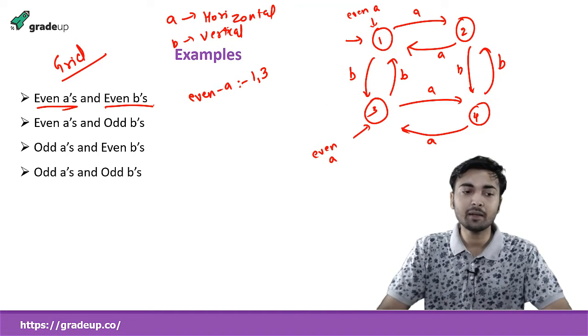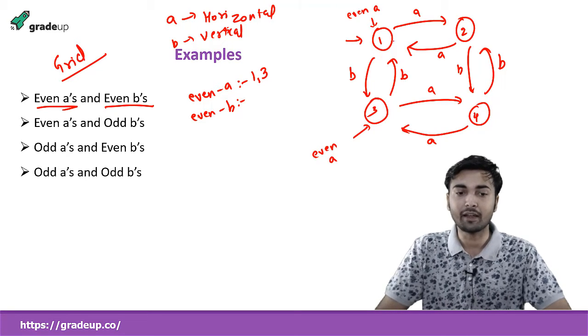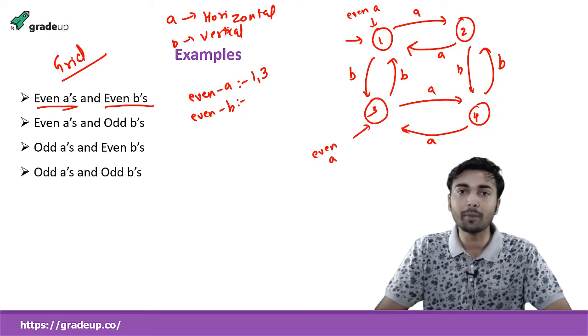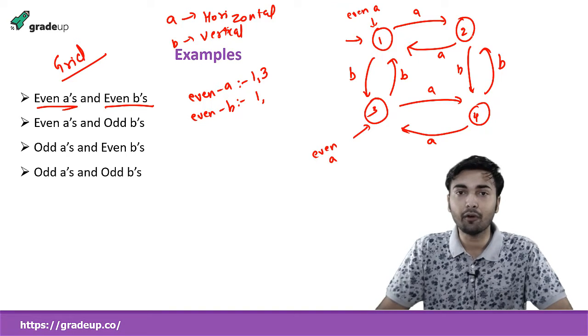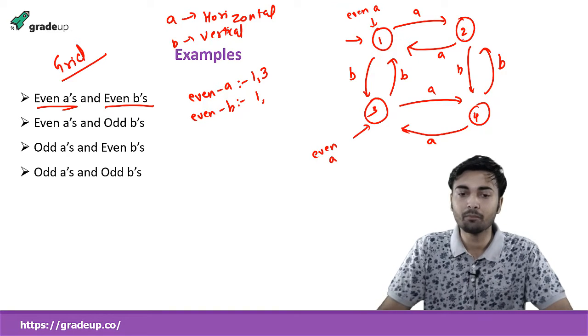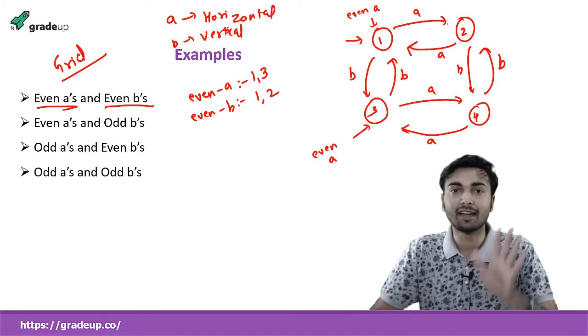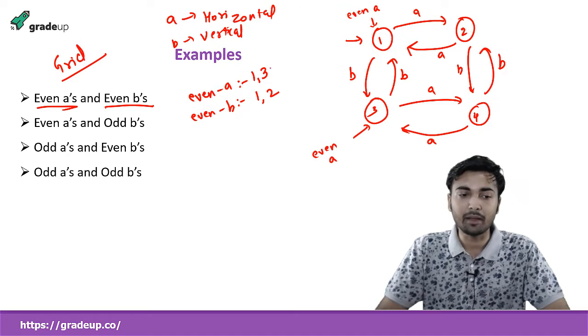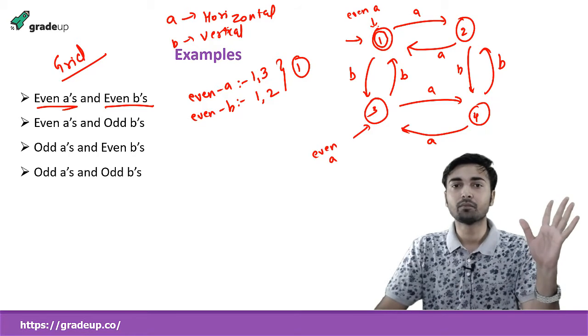Now check for even B. Check yourself now. Even B. See here. 0 B, 2 B's, 4 B's. So 1 is also the state for even B. And 2 is also a state for even B. See 1, 2, 3, 4. So 1 and 2. Now you want to decide even A and even B. Among these, what is a common thing? 1. So 1 will be a final state.